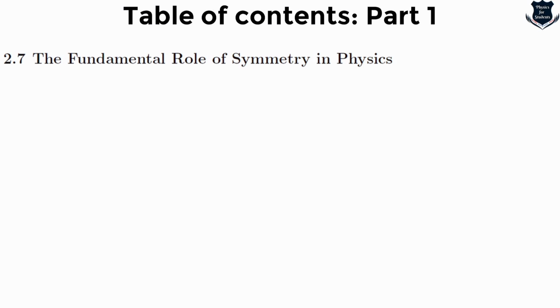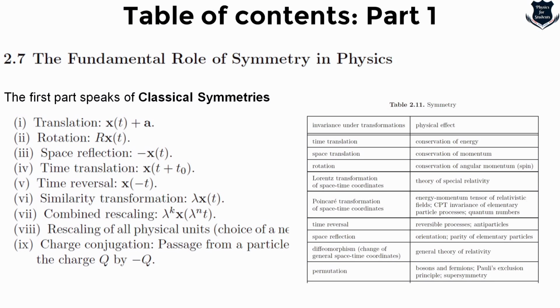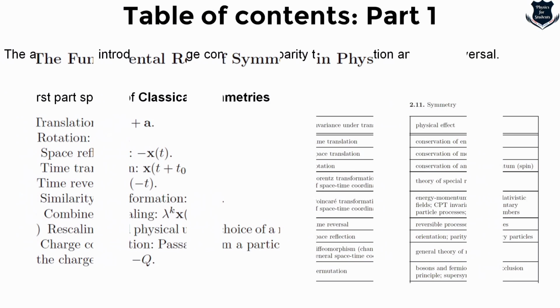We move to the second part, which deals with the fundamental role of symmetry in physics, and he speaks basically of classical symmetries. As you can see, translation, rotation, space reflection. That means what? He's going step by step from the classical to the quantum world. And here you see he has introduced what symmetry is: space translation, rotation, Lorentz transformation and everything. So it is absolutely crystal clear, and the table structure gives you a complete summary.